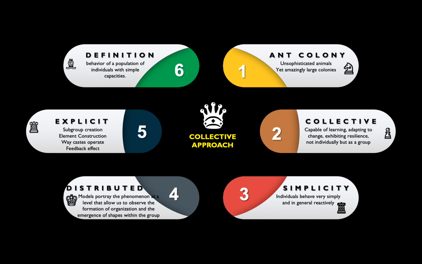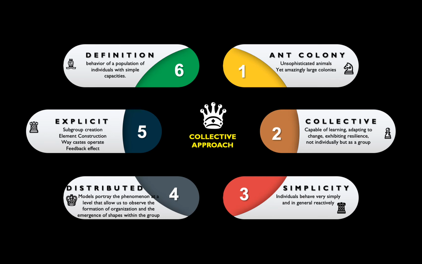So what is a collective system? Collective systems are often capable of learning, adapting to change, exhibiting resilience against unexpected scenarios, etc., not at individual levels but as a group. The distinctive feature of these approaches is that the individuals that make up the swarm usually behave very simply and in general reactively, which is of great interest for computational approaches.